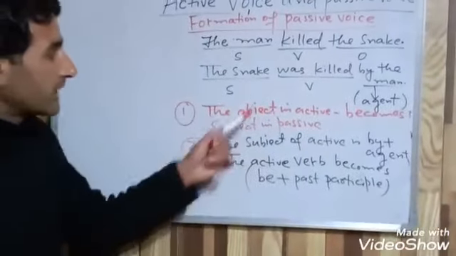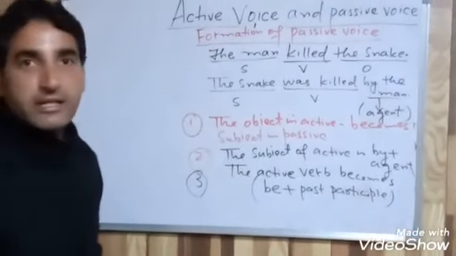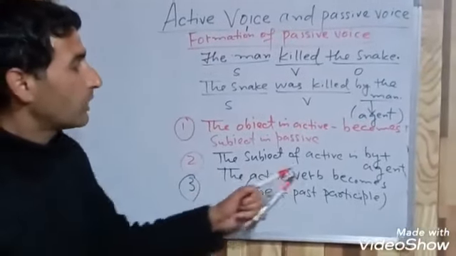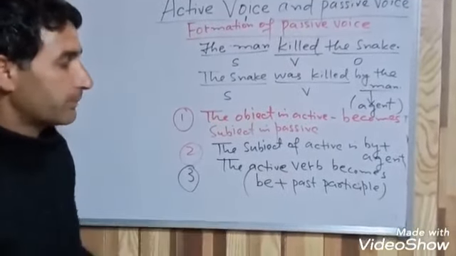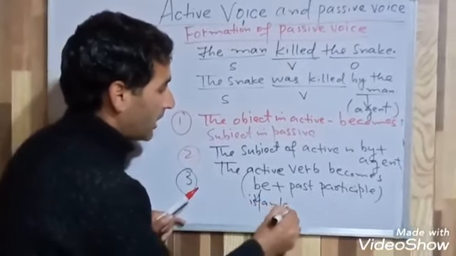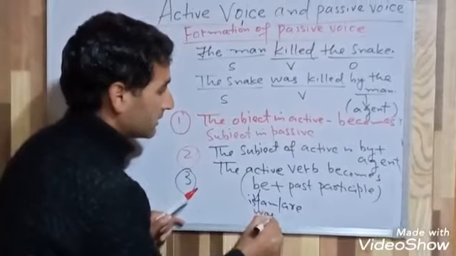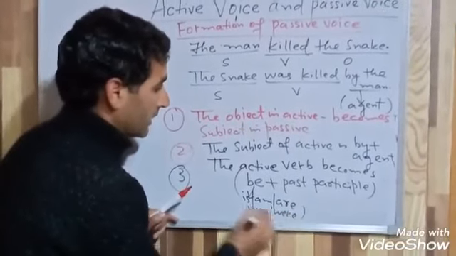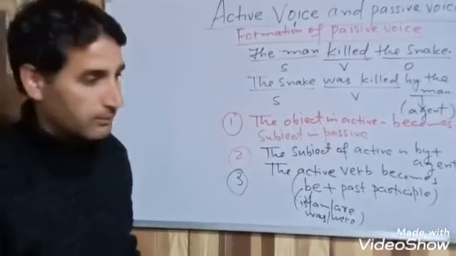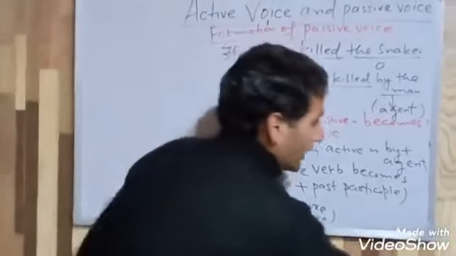So these are the three changes which take place by changing a sentence from active voice to passive voice. The active verb becomes be plus past participle. Be, you know, is, am, are, was, were. And past participle, we know, this is the third form of the verb. Now I will make a chart.